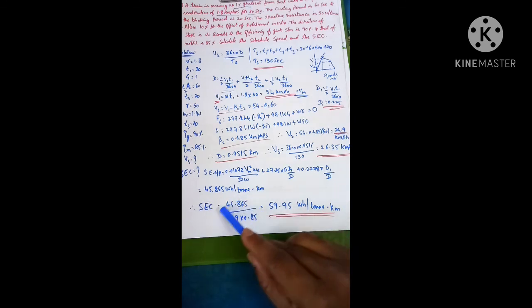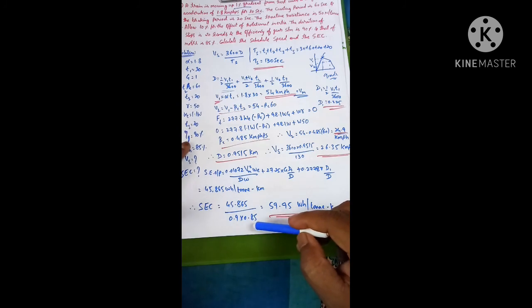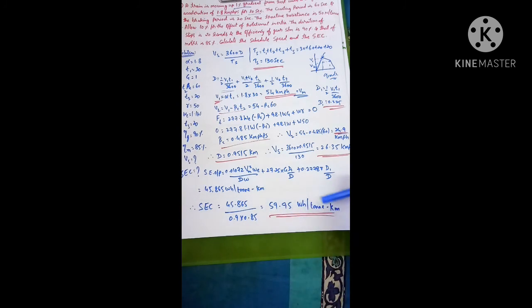After getting this, use the specific energy consumption formula, where specific energy output is divided by gear efficiency into motor efficiency, which is given in the problem here. Substitute it and get the specific energy consumption. So this is how we can find the answers for the given question.